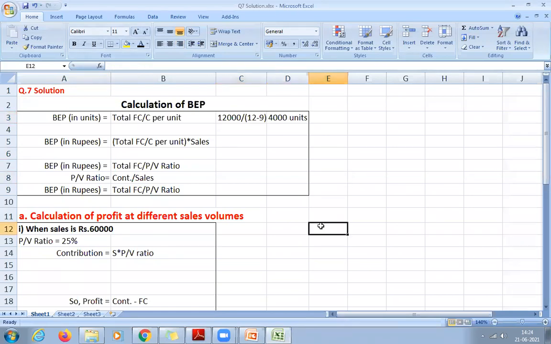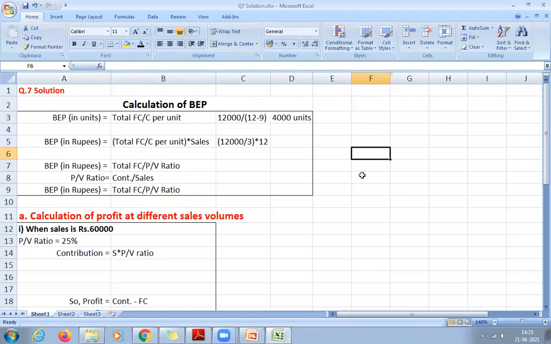Now we will calculate BEP in rupees. It's very simple. Whatever you got, 4,000 multiplied by the selling price. How much is the selling price? 12 rupees. So 4,000 multiplied by 12 is 48,000. You can calculate fast without using a calculator also, you already know the table of 12.